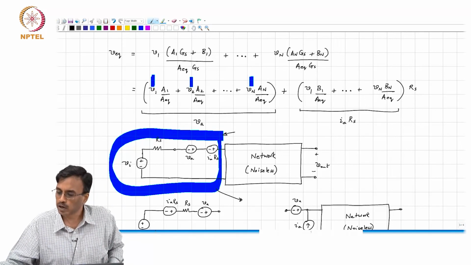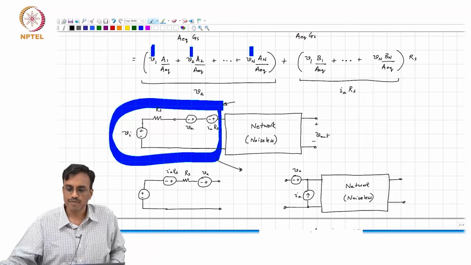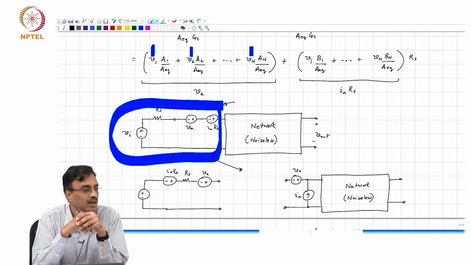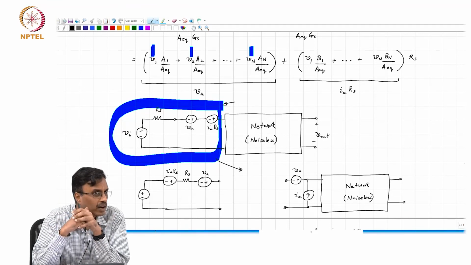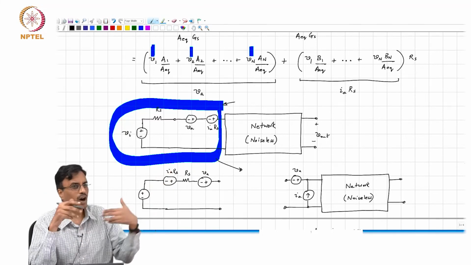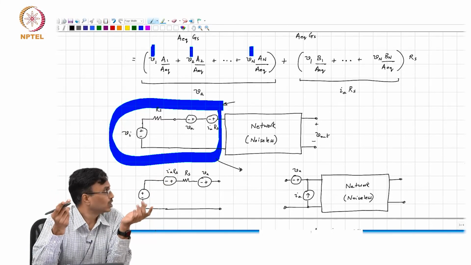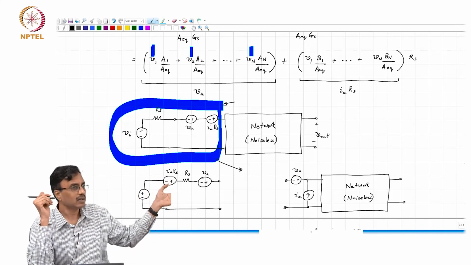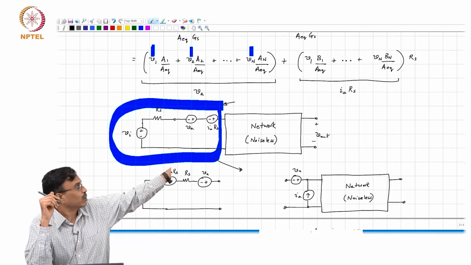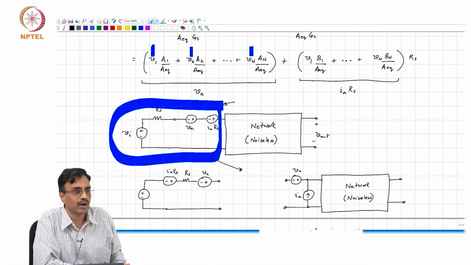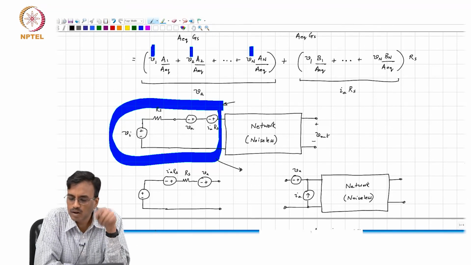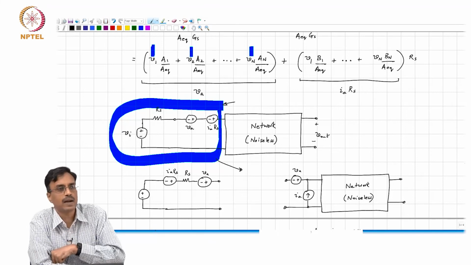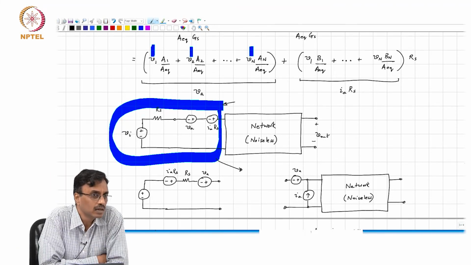Another thing that I would like to point out is that, finally, Va and Ia are within quotes noise quantities, because V1 through Vn are all noise sources. So, the spectral density of Va can be easily found by SV1 of f times mod A1 by A equivalent whole square, and so on and so forth. Can we comment on whether Va and Ia are independent or dependent? Why are they dependent?